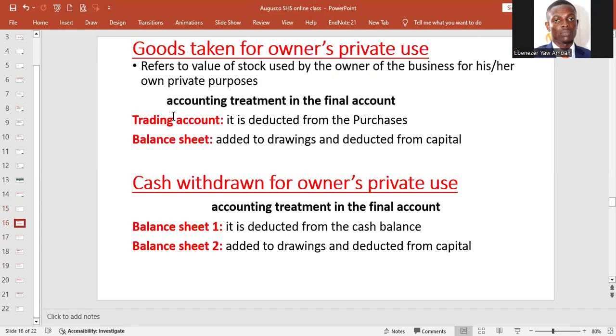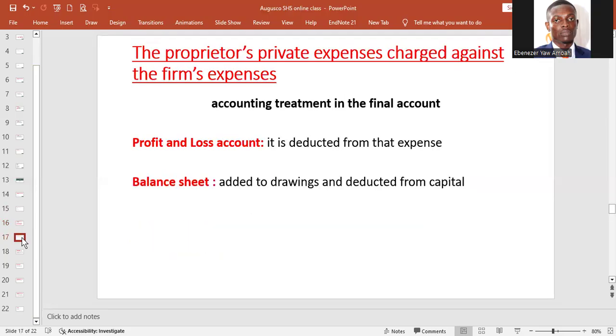Appreciate that drawings can come in the form of the owner taking goods. Out of the stock of the business, the owner can take some of the goods for his or her private use. It can also be in the form of cash, either from the bank account or from the business safe. And finally, when the owner or the proprietor adds his or her private expenses to the firm's expenses. So these are the three forms of drawings we'll look at.